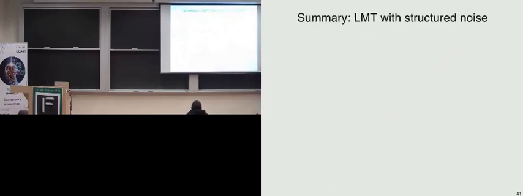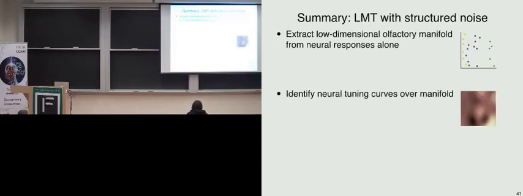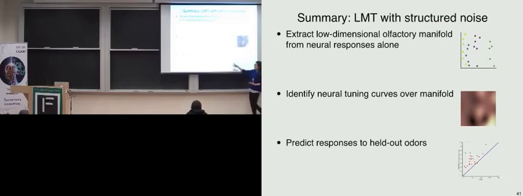Okay, so this is basically the end of this part. We proposed an LMT model with structural noise. It can extract a low-dimensional olfactory manifold from neural response alone, which resembles the chemical representation in 2D space. We also identify nonlinear tuning curves over the manifold that map from this latent to the neural response. Finally, we show we have better predictive performance for neural responses, especially to held-out odors.